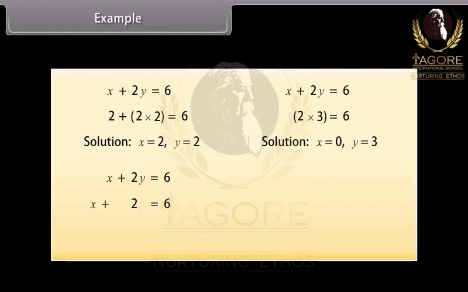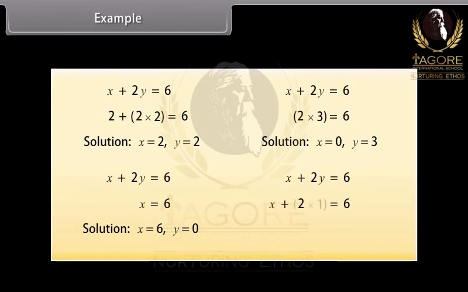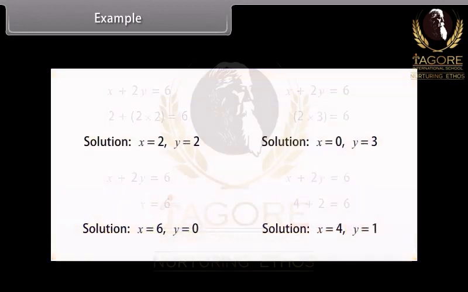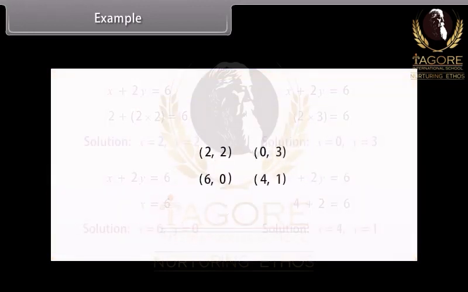Similarly, taking y as 0, the given equation reduces to x = 6. So, x = 6, y = 0 is also a solution of this equation. And for the fourth solution, let us take y as 1. The given equation now reduces to x + 2 = 6, and by substituting x as 4, we get the answer 6. Therefore, (4, 1) is also a solution of the given equation. So, the 4 solutions we get for the given equation are (2, 2), (0, 3), (6, 0), and (4, 1).